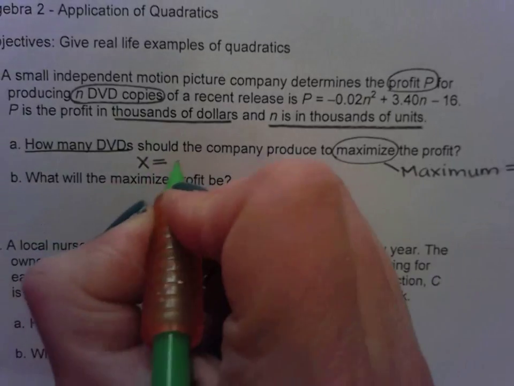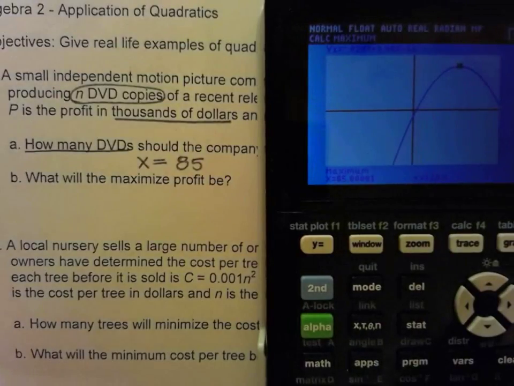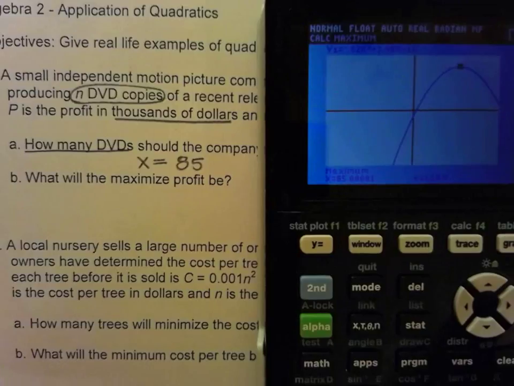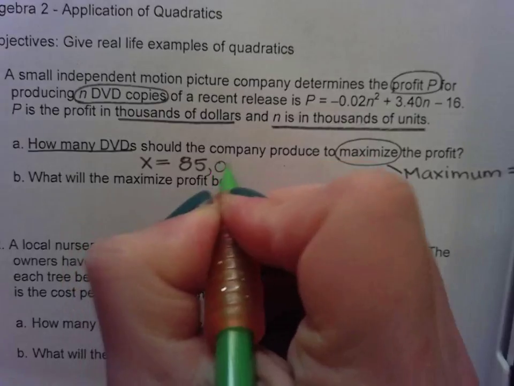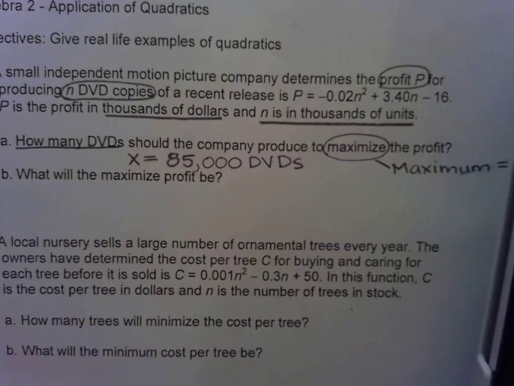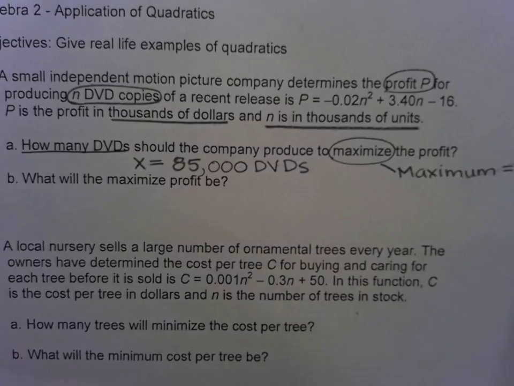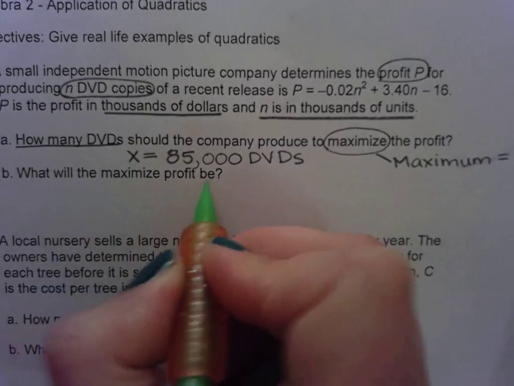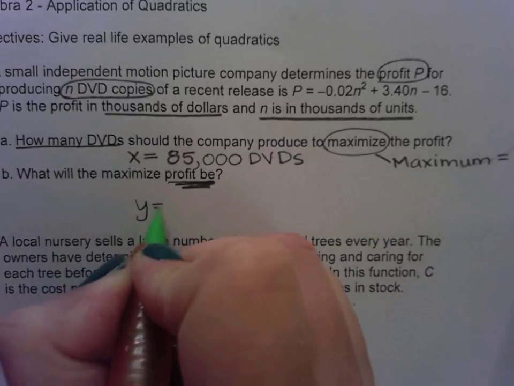And then we had 85. Remember, we were like about 85.00001, lots of zeros. So we're just going to round to 85, and it's actually 85,000. So it would take 85,000 DVDs to produce a profit. And then for part B, what will the maximum profit be? So it's asking you what the actual profit would be. That's your y answer.